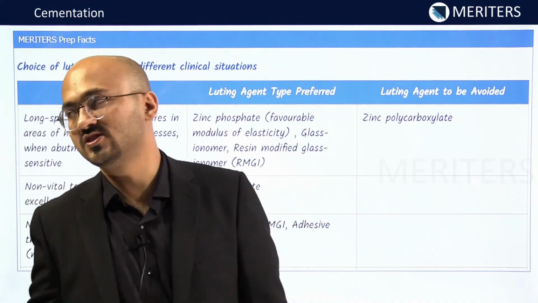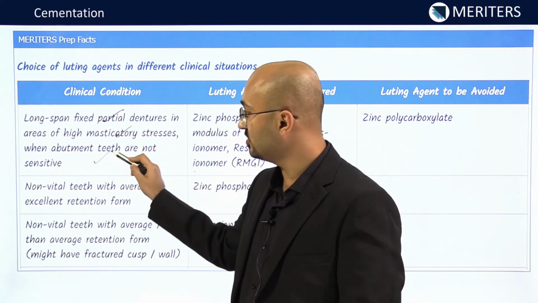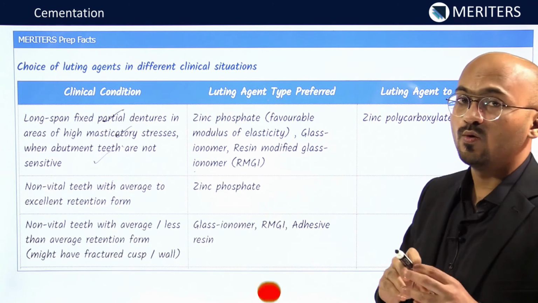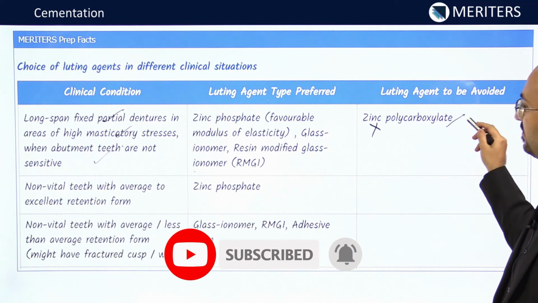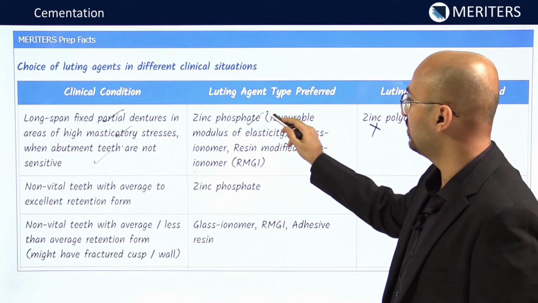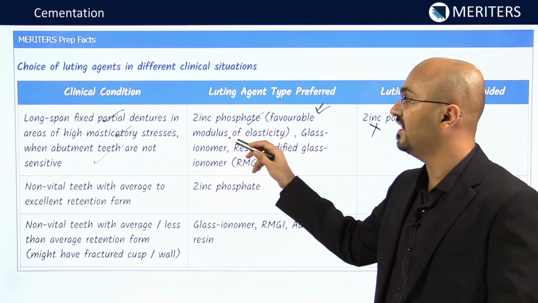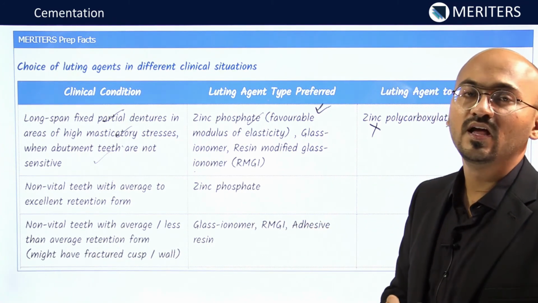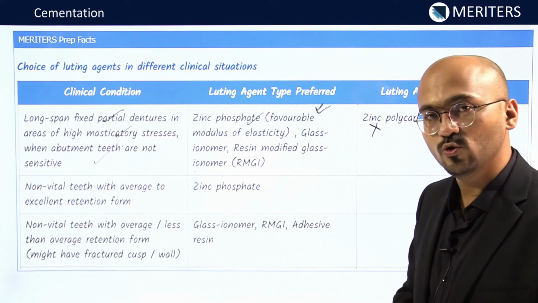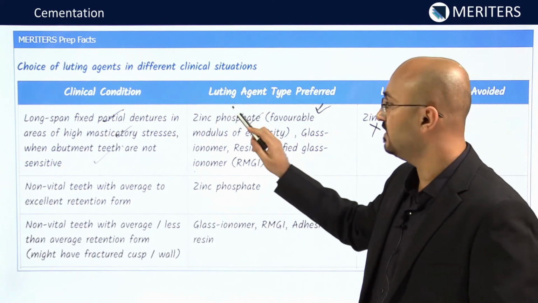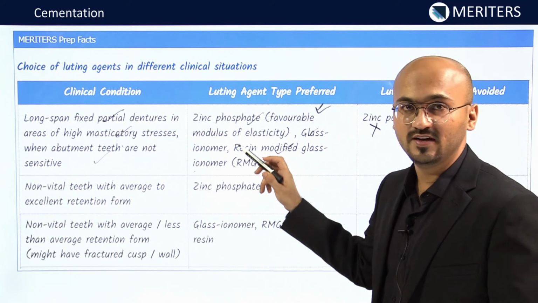Then in long span bridges, so if you have a long span FPD with high masticatory stresses and the abutment teeth are not sensitive, you will use a stronger cement because you are wanting to take support from a lot of teeth. So you will not use something which is weak. So zinc polycarboxylate is not preferred. Zinc phosphate is really preferred because of favorable modulus of elasticity. Around 12 to 13 is the modulus of elasticity, and in a longer bridge you will want the stresses to be nullified. So you don't want something very away from enamel and dentine. The modulus of elasticity has to be closer to that. So zinc phosphate provides excellent features for that. Then you have glass ionomer and resin modified glass ionomer cement which chemically bond and which can also serve the purpose.